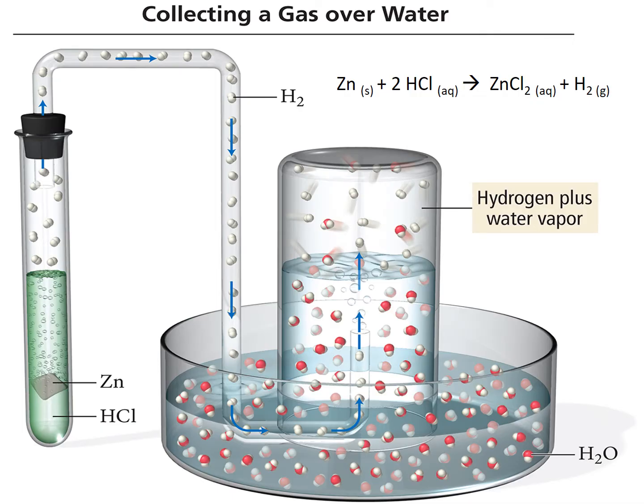So in this lab, we're going to be collecting gas over water. The particular reaction that we'll be doing is we'll be taking some metal. In this particular example, we have zinc metal that's being dissolved in hydrochloric acid over on the left-hand side there.